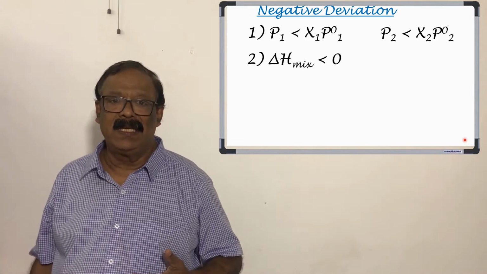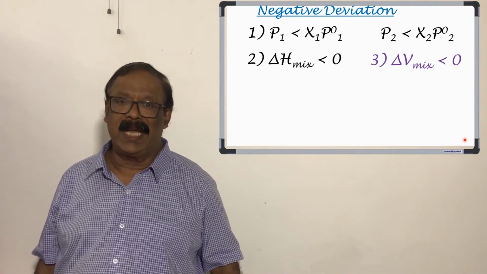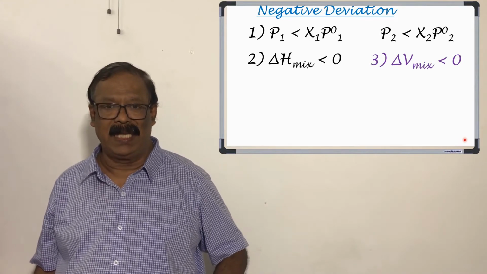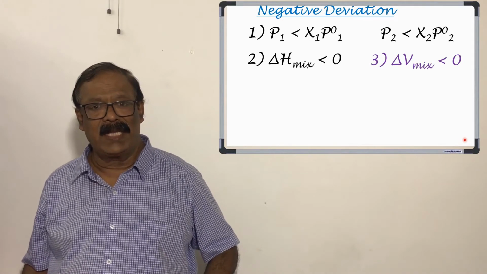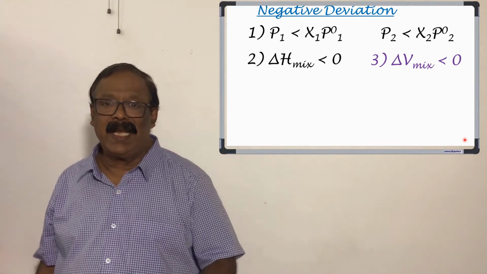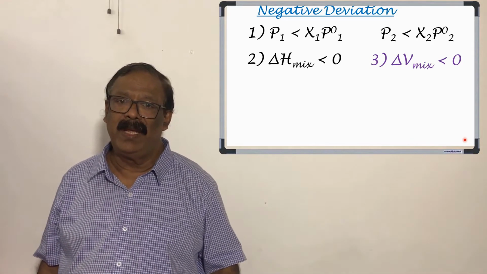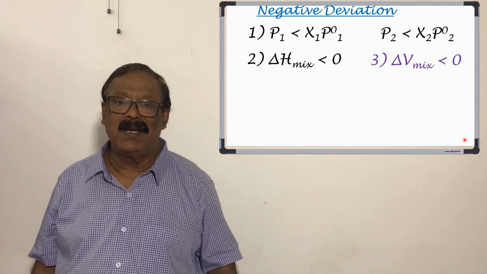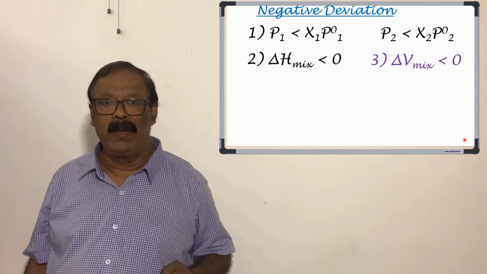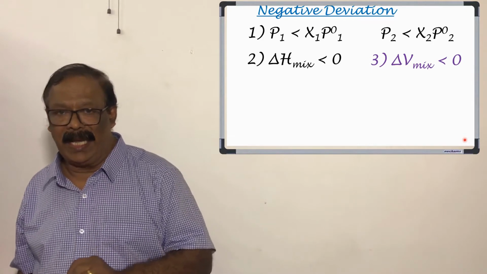Third property is delta V mix is less than 0. That is negative again. That is, volume decreases during mixing. For example, when you mix 100 ml of sulfuric acid and 100 ml of water, the resulting volume of the solution will be not 200 but 198. There is a decrease of 2 ml during the process of mixing. That is, delta V will be equal to negative 2 ml.